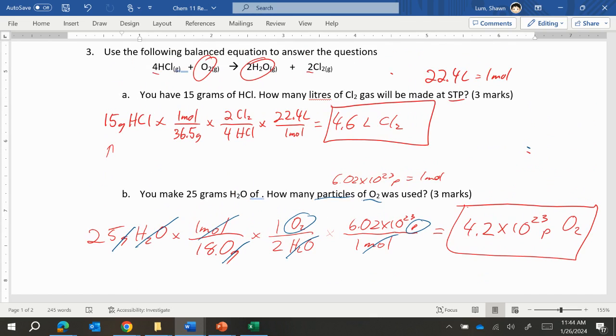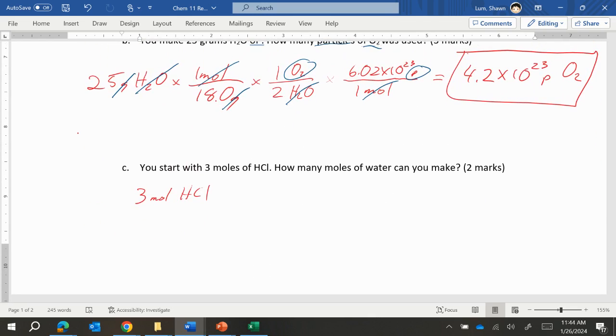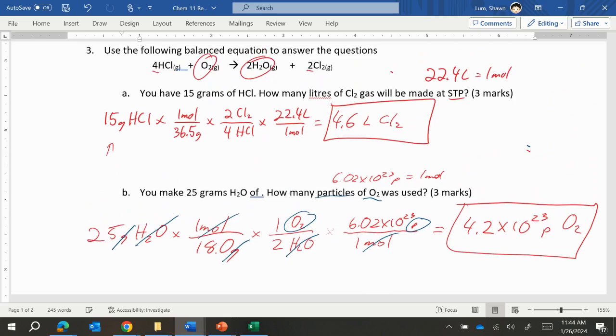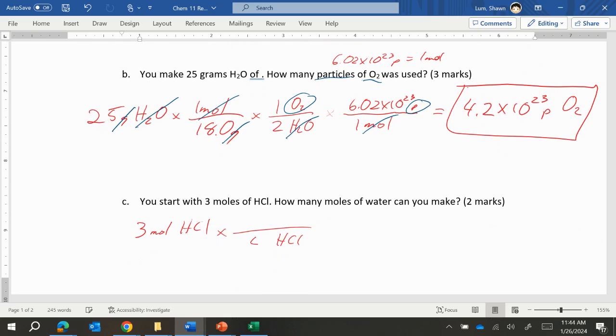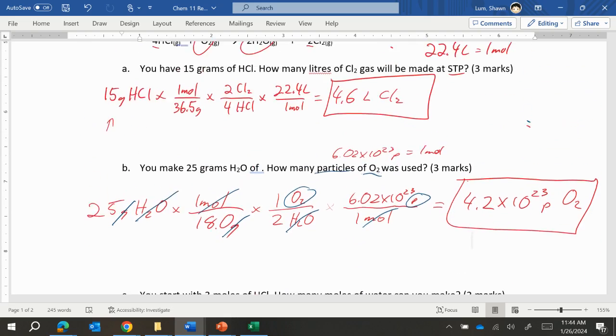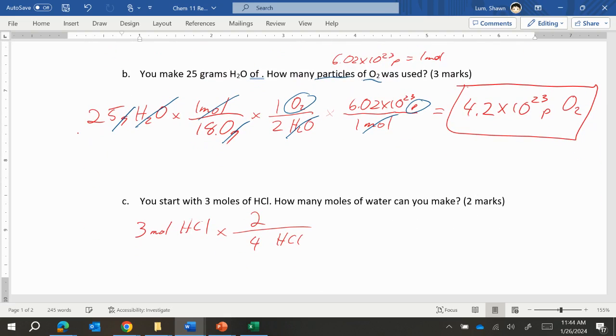It's a 4-to-2 ratio. So I want my HCl to cancel out. So I'm going to put HCl on the bottom. And it says that it's 4 HCl. And I believe it says 2 water. And again, HCl cancels with HCl. I'm in moles of water, and that's what I want. I want moles of water. So nice and easy. 3 times 2 is 6, and divide by 4 is going to be 1.5.